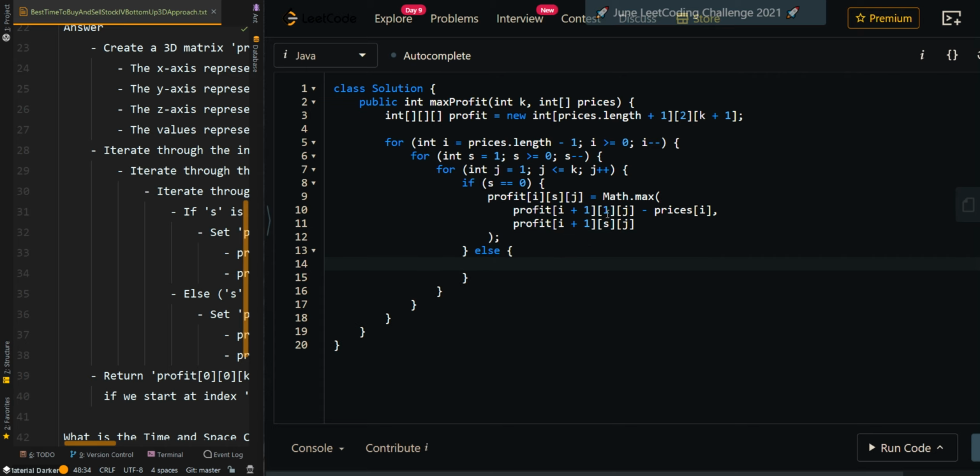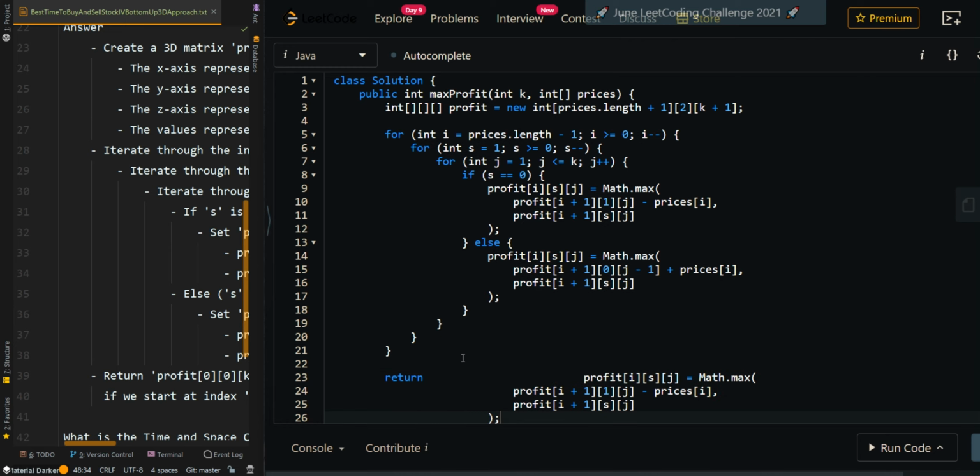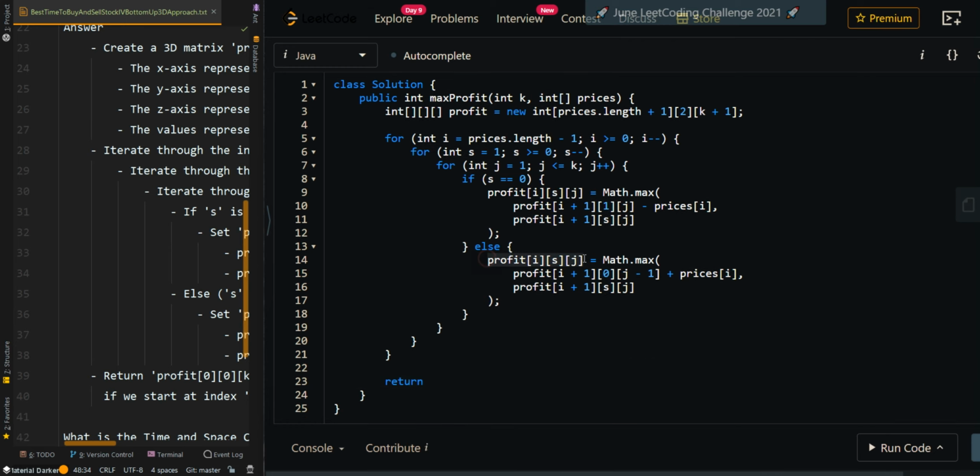Else, we're currently in the sell state, so we can sell the current stock or just skip the current stock. If we sell, our index moves forward, our state goes back to 0, the buy state, and then the number of transactions we have left decreases by 1, and then we increase by the current price. Or if we just skip the current price here, then we can return the profit if we start from index 0 with a state of 0 and k transactions.